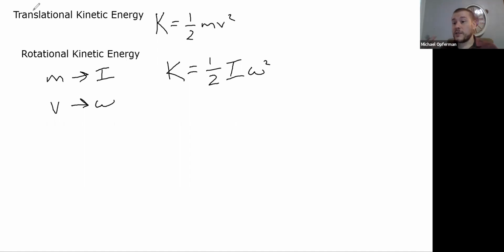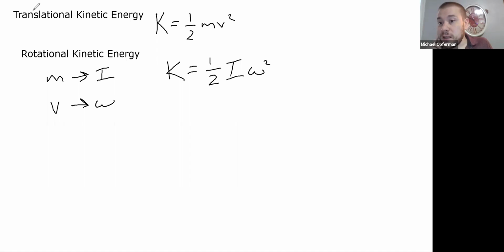And finally, I wanted to mention that there may be some cases where you just have translational kinetic energy, for instance, if you have an object that's just moving around. There might be some cases where you have just rotational energy, like the spinning top I mentioned. It's spinning in place, but not actually going anywhere. And there are also cases where you have both translational and rotational kinetic energy. For example, if you have a rolling wheel, it is simultaneously spinning and moving forward at the same time.